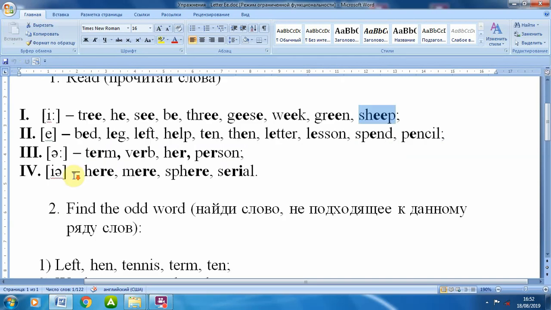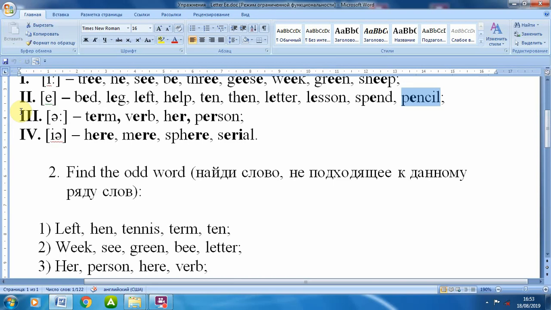In the second, closed syllable, it reads like E. So let's read: bed, leg, left, help, ten, then, letter, lesson, spend, pencil.